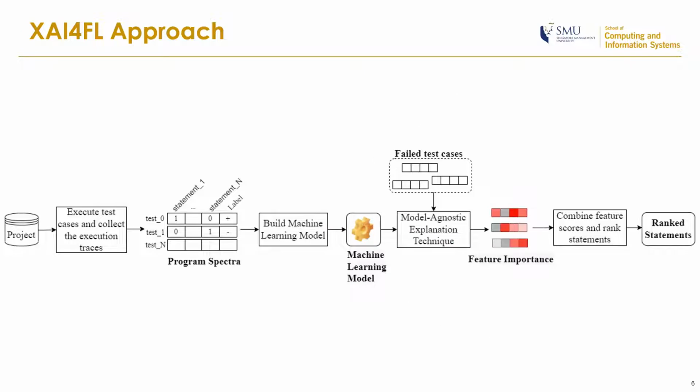XAI4FL takes an input of program spectra. It will build a machine learning model to approximate a function to measure the likelihood of whether the execution of a statement determines the outcome of the test case. We then apply the model-agnostic technique to get feature importance, which shows the statements that are likely to be responsible for the failing test case based on the model prediction. The intuition is that these statements are likely to be the locations where the faults reside. Let's discuss the XAI4FL architecture in detail.